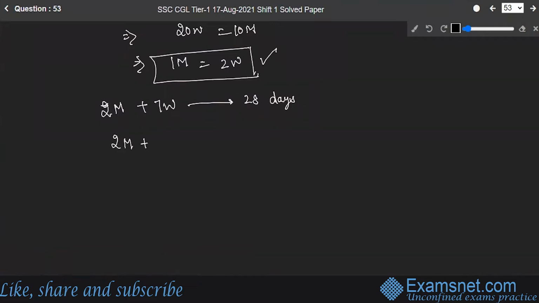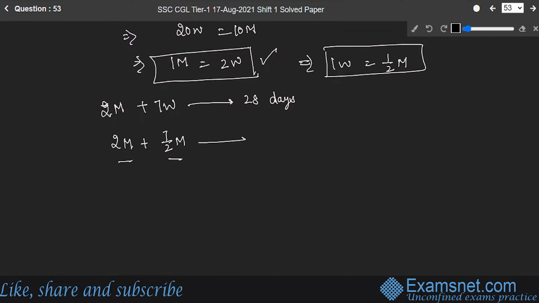Two men plus seven by two men. How do I get this thing? See, one woman is equal to 1 by 2 men. That is, the work done by one woman is half the work done by one man. So this means 2 men plus 7 by 2 men complete the work in 28 days. This gives you 5.5 men can complete the work in 28 days.